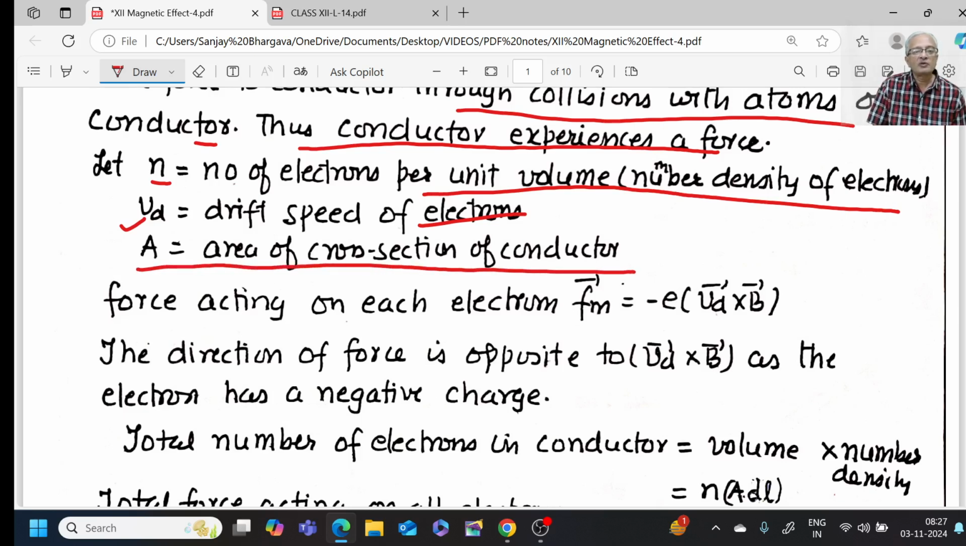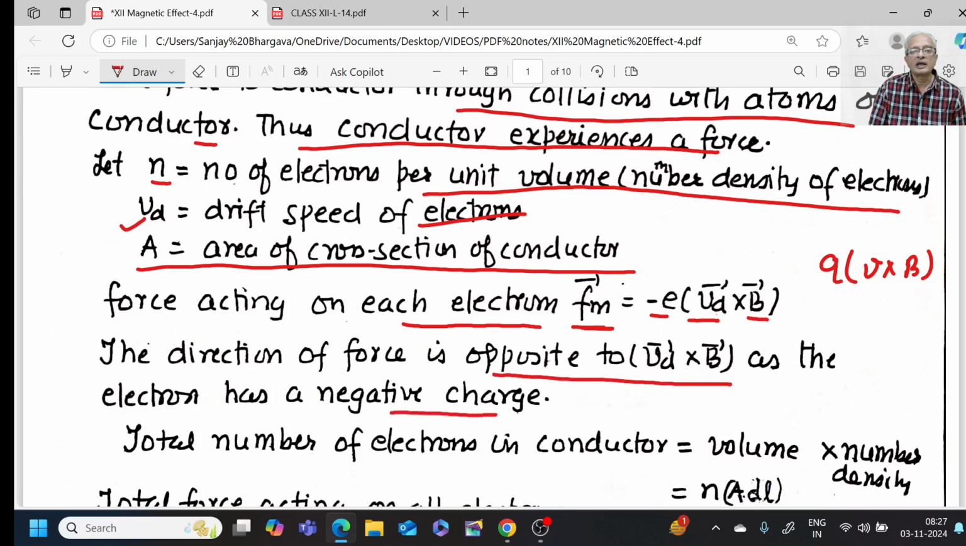Now I can calculate what would be the force on each electron, that is given by Fm, and that is Q into V cross B. We used to calculate it by Q into V cross B. So charge on the electron minus e, velocity of the electron Vd, and kept in a magnetic field B. The direction of the force is opposite to Vd cross B, as electrons have a negative charge. So whatever is the direction given by Vd cross B, then electrons would experience a force opposite to that direction.